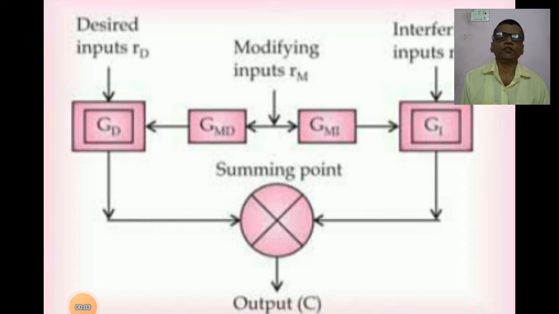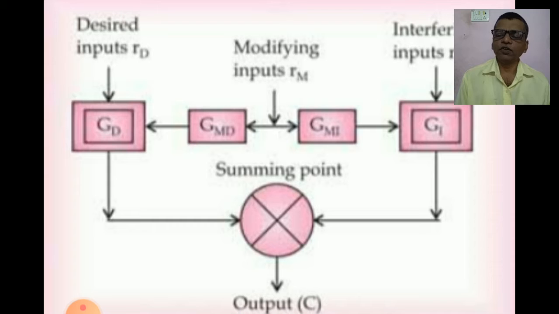Good morning, students. Today we will discuss the various types of inputs: desired input, modifying input, and interfering input. In a block diagram, you can see a desired input indicated by RD, then modifying input indicated by RM, and interfering input indicated by RI.